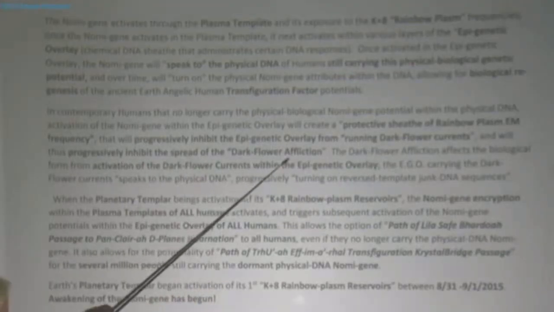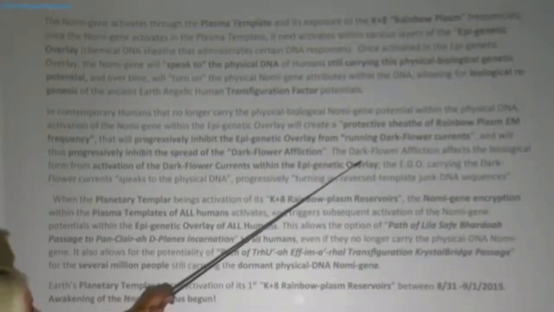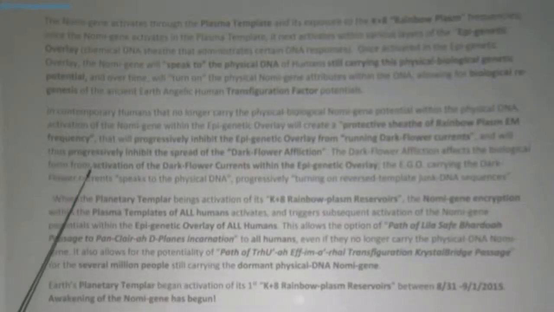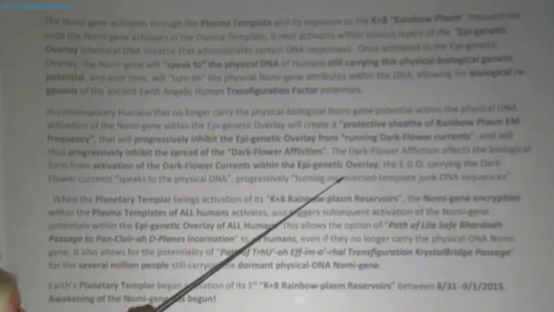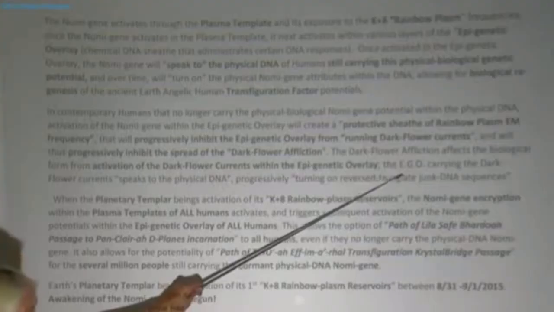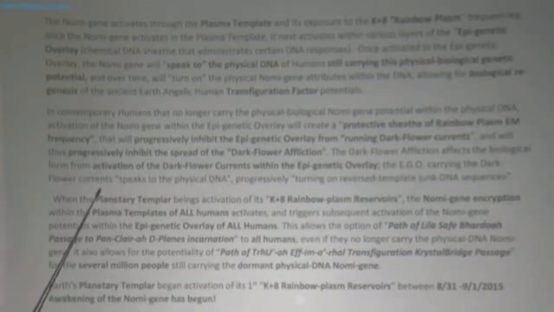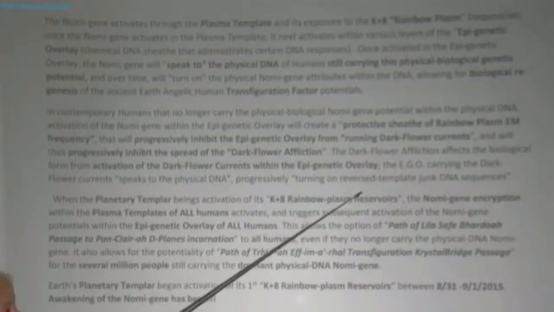the dark flower affliction. The dark flower affliction affects the biological form from activation of the dark flower currents within the epigenetic overlay. The ego, or epigenetic overlay, carrying the dark flower currents speaks to the physical DNA, progressively turning on reverse template junk DNA sequences.